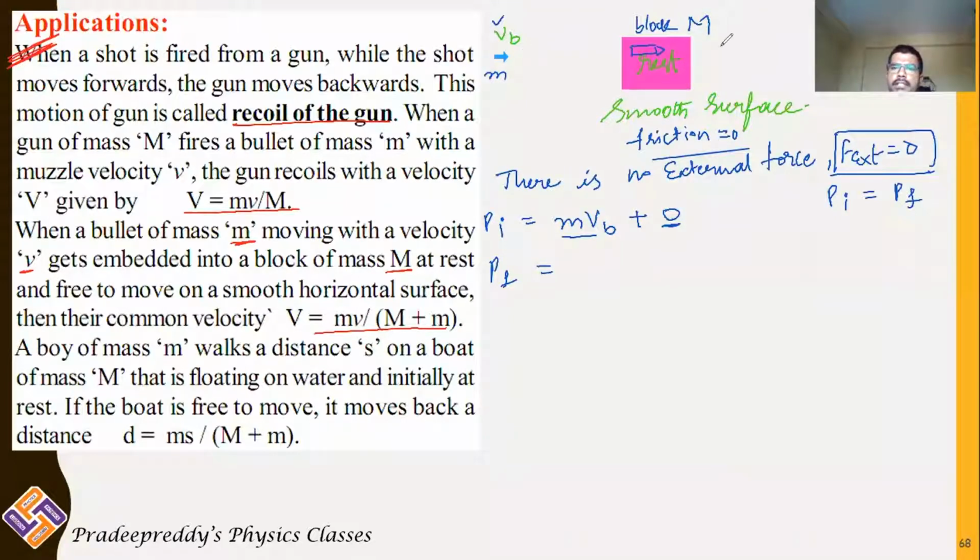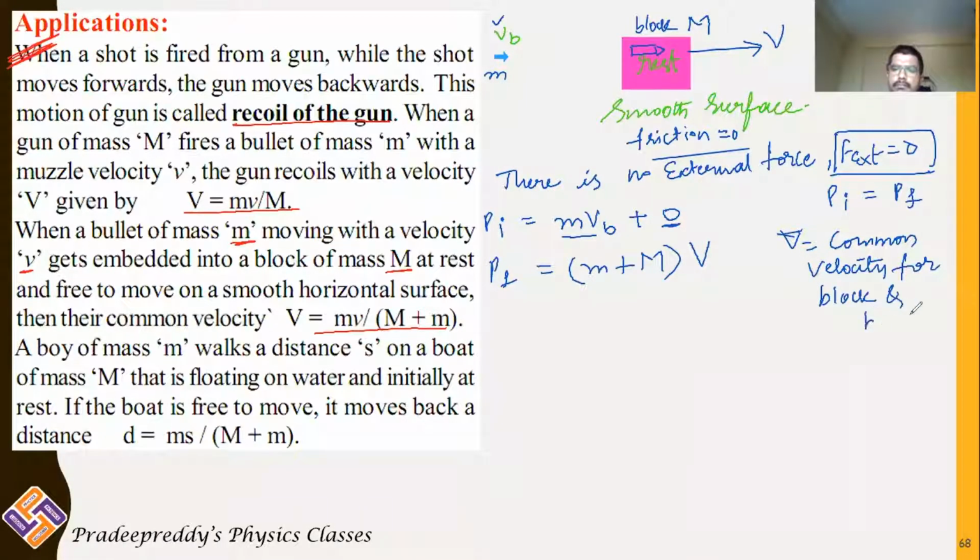So when the bullet is embedded into the block, they will possess some velocity, and I am considering it as V. Therefore, the final momentum will be equal to the mass of the bullet plus the mass of the block, into the velocity V. And this V is the common velocity for both the block and the bullet.